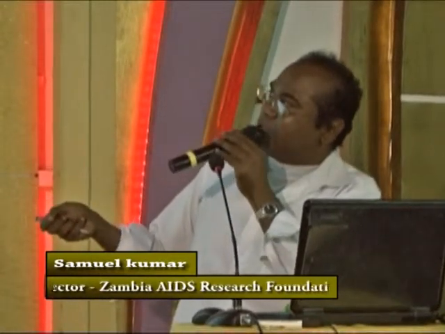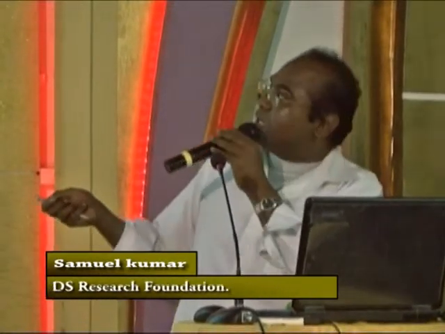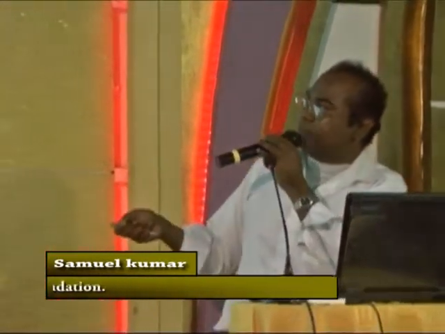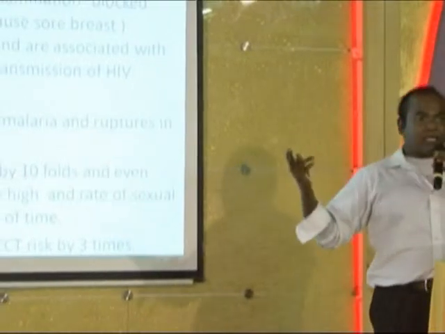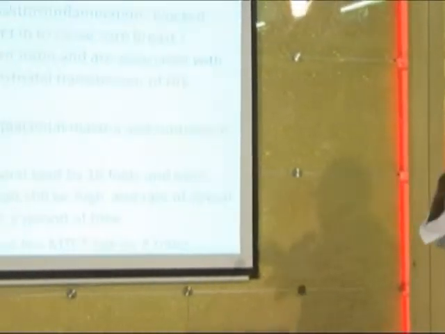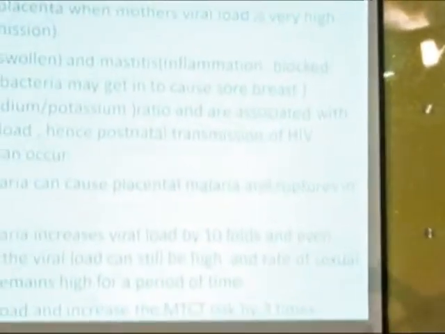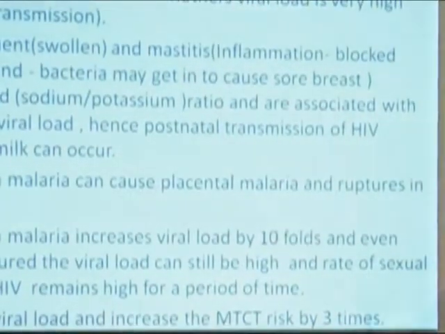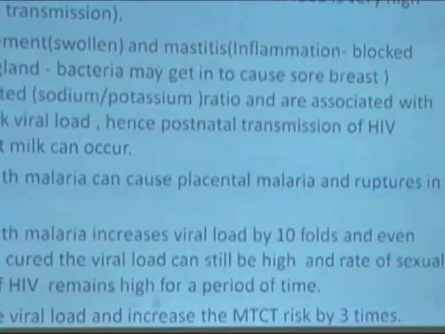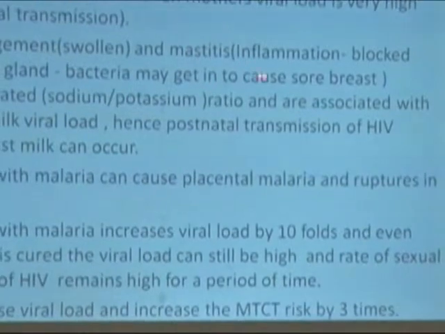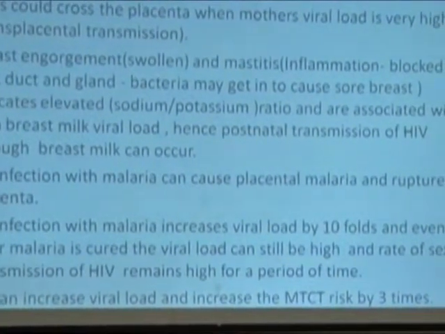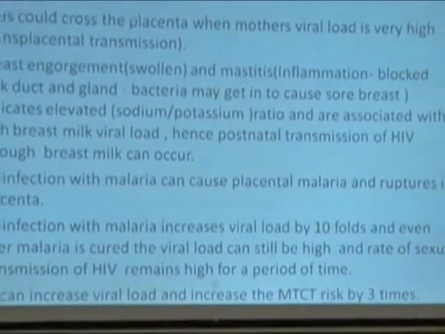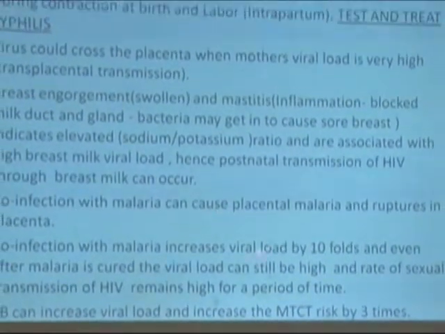Then breast engorgement, which is the swollen breast, and mastitis, inflammation and blockage in the milk duct and glands, bacteria might cause viral load to increase. So there can be bacterial infections, so blockage in the milk flow. That is why we recommend exclusive breastfeeding, so that this kind of engorgement and mastitis doesn't occur. I'm going to talk more about exclusive breastfeeding. I'm just trying to put in a few points before that. And co-infection with malaria.